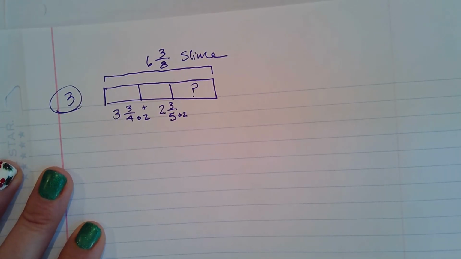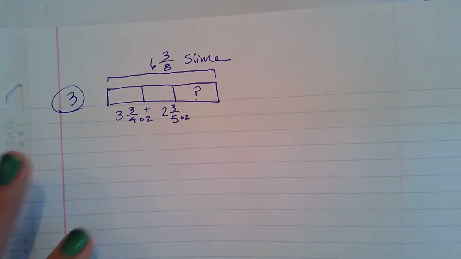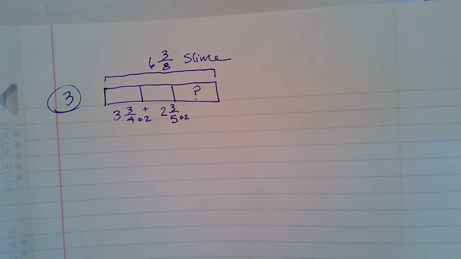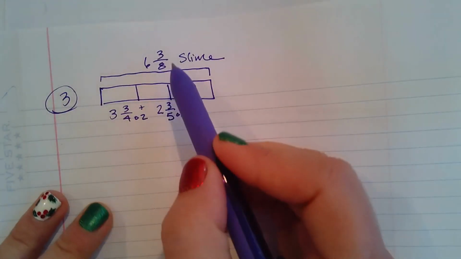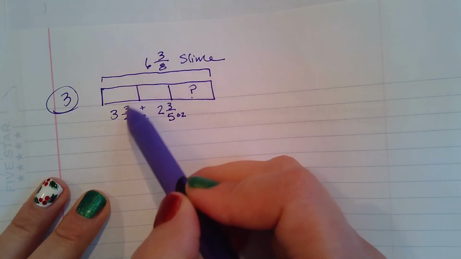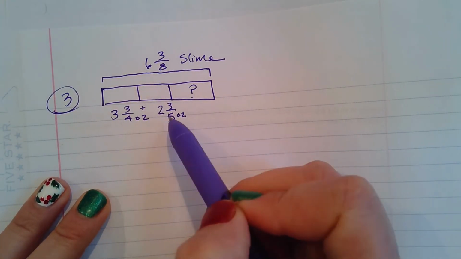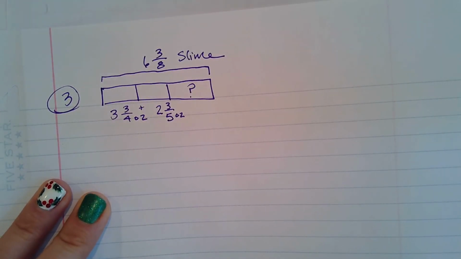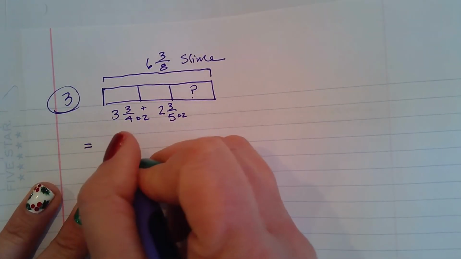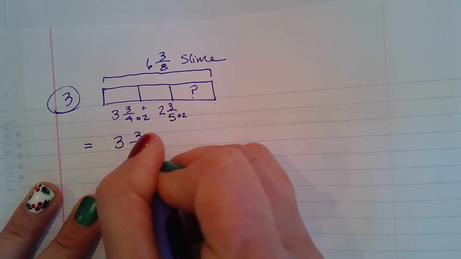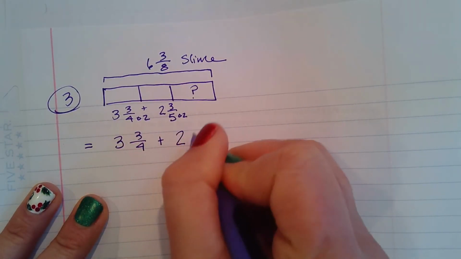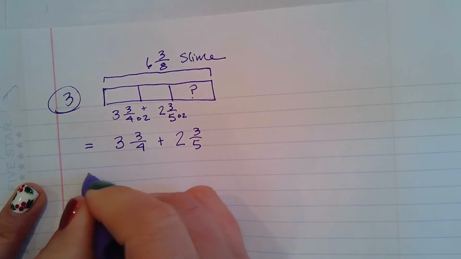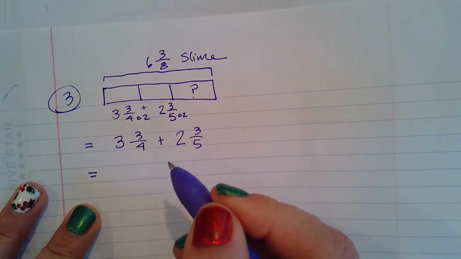So what are you going to do in order to solve this problem? Are you going to use the same strategy as you did on the last problem? You can try this two different ways. You could subtract once, take that answer, and then subtract here. Or you could put these together and subtract this from here. So what are you going to do? Well, I think I'm going to say 3 3/4 plus 2 3/5, and then I'm going to subtract it from the whole. So here we go.